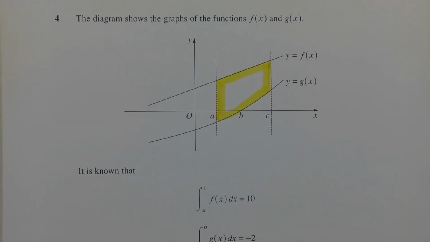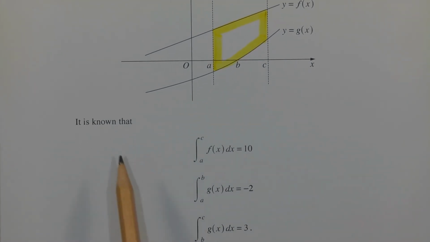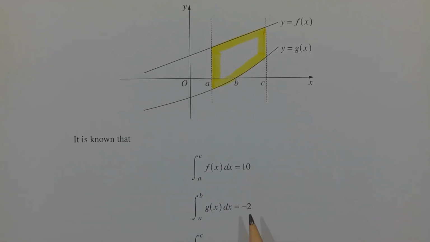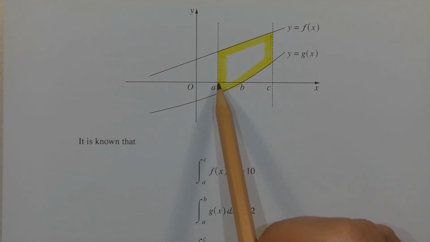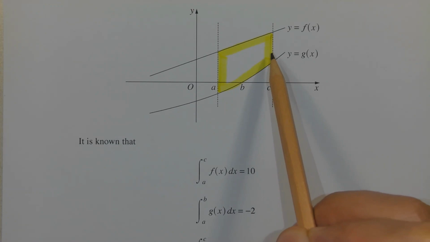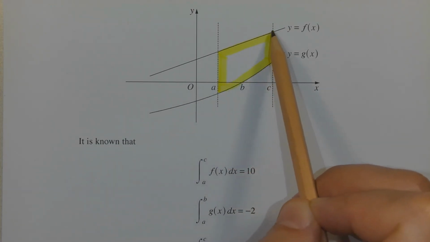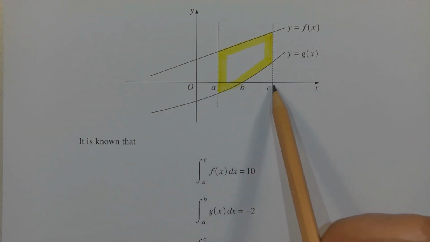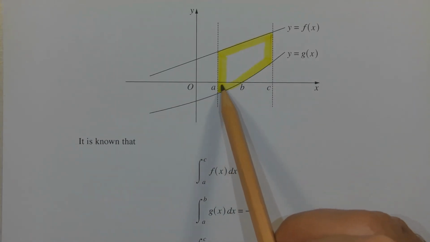Now we need to apply the facts that are given. So it is known that the definite integral from x = a to x = c of f(x) dx equals 10. And that's this area here. So it's bounded by the x-axis from x = a to x = c, right up to the curve y = f(x). So this whole region here is 10 square units.